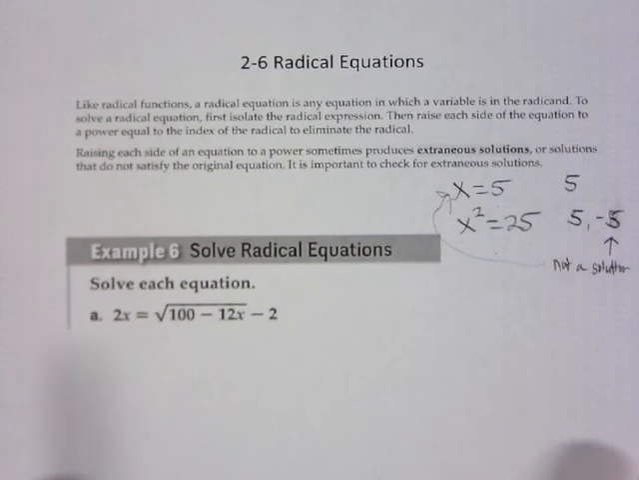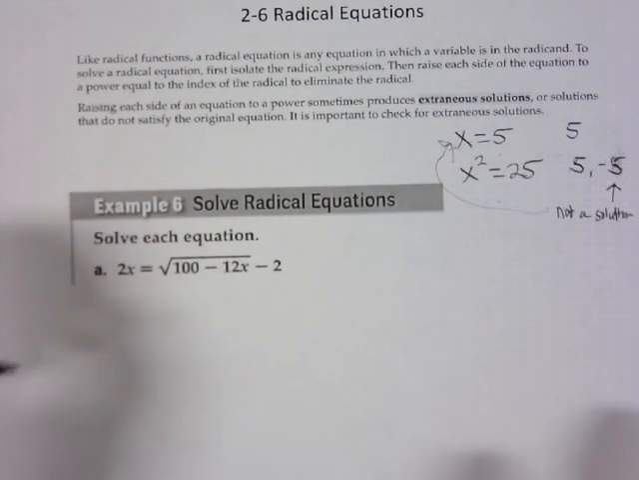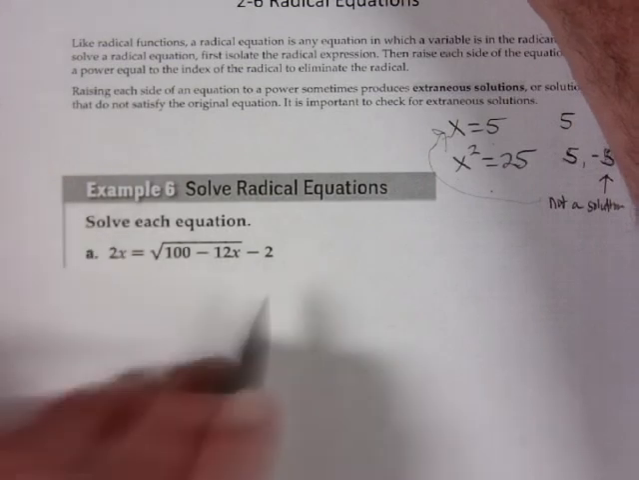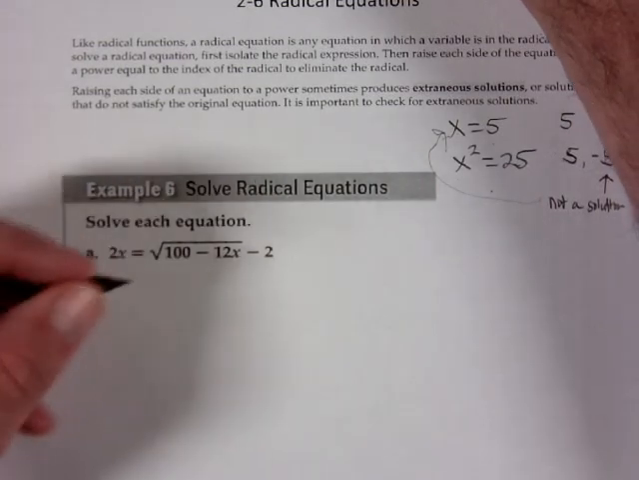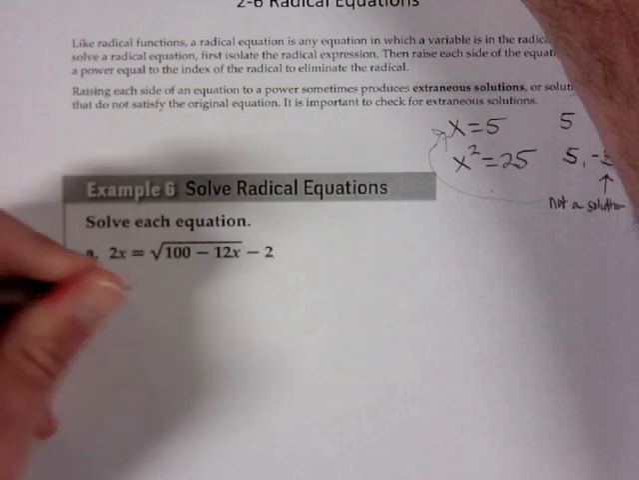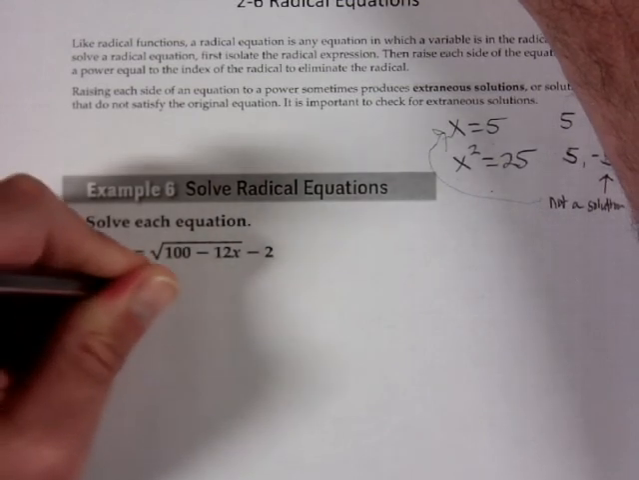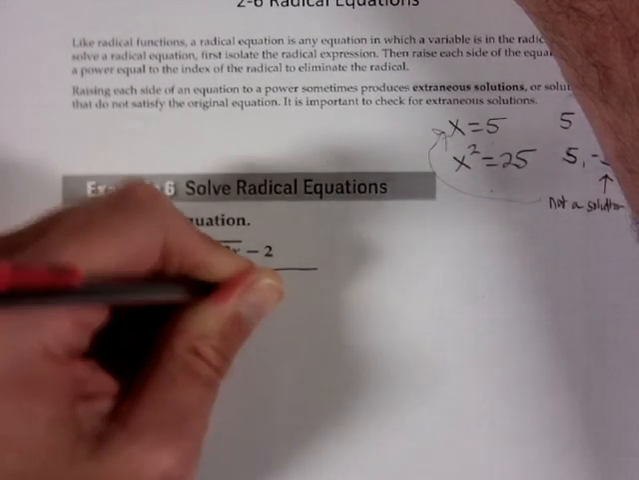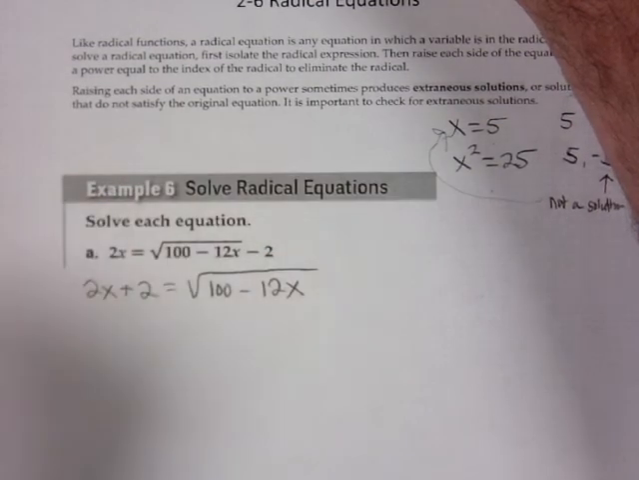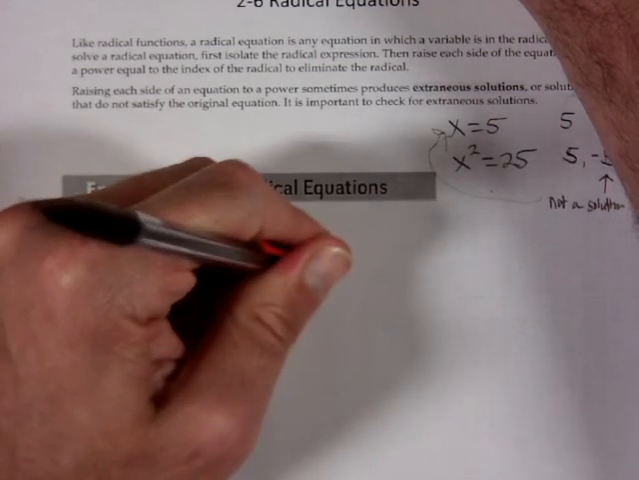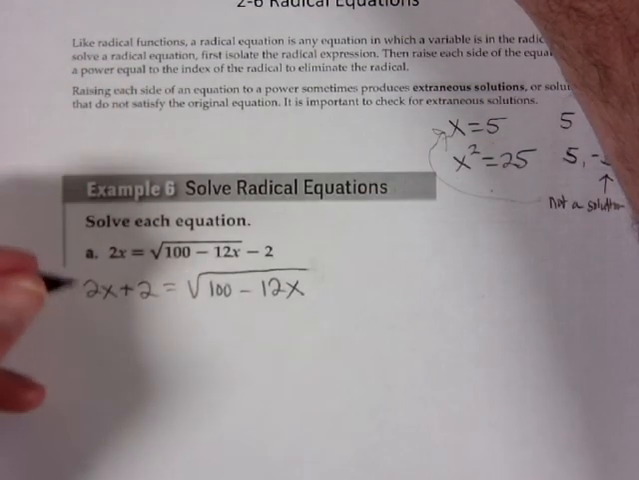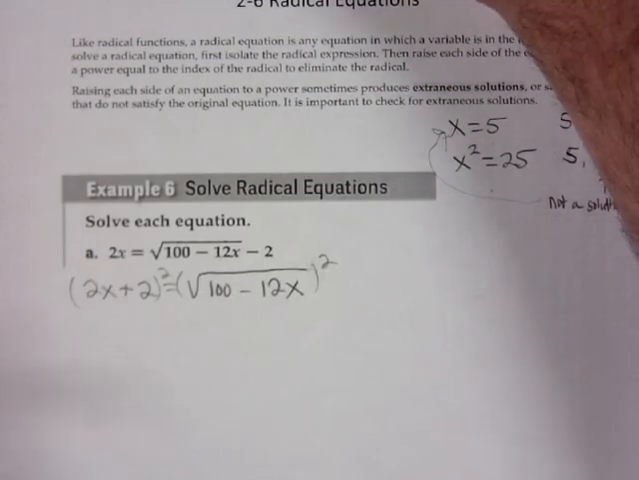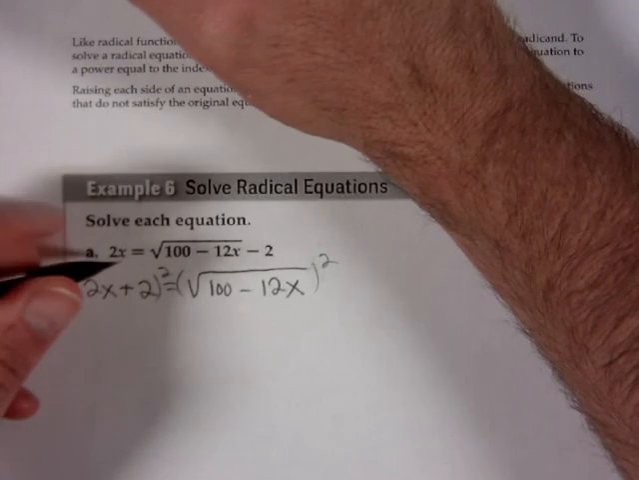All right, so let's do this one right here, for example. If I want to solve this one, the first thing I need to do is bring this 2 over to the other side. We want to isolate the radical, so that's going to be 2x plus 2 equals the square root of 100 minus 12x. Now at this point, I can actually square both sides of this equation.